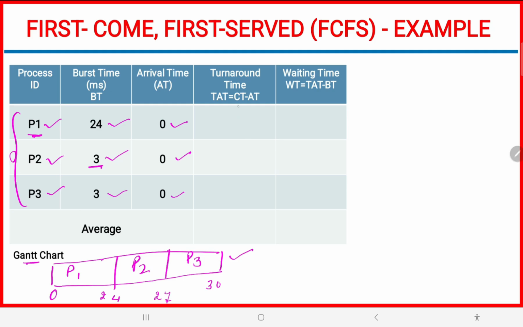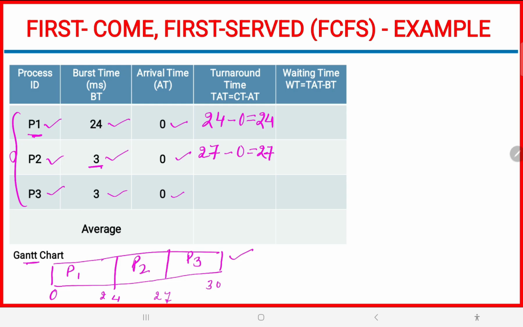As far as completion time of P1 is concerned, P1 began at 0 and it completed at 24 milliseconds. So that means 24 is CT minus arrival time. Arrival time was 0. So in this case, the turnaround time for P1 comes out to be 24 only. Thereafter, if we see the completion time of P2, P2 completed its job at 27. So CT of P2 is 27, arrival time is 0. So we got 27 as its turnaround time.